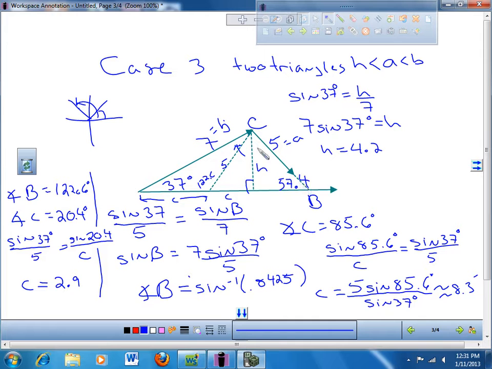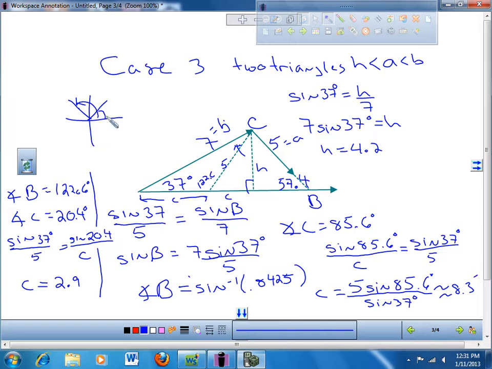See? Because this angle could either swing this way, right? Or it could swing this way, but the sine of 57.4 is exactly the same as the sine of 122.6. If I plug into my calculator sine of 122.6, I will also get 0.8425. That's supplementary, yeah. Because when we learn, sine is positive in two places, right?